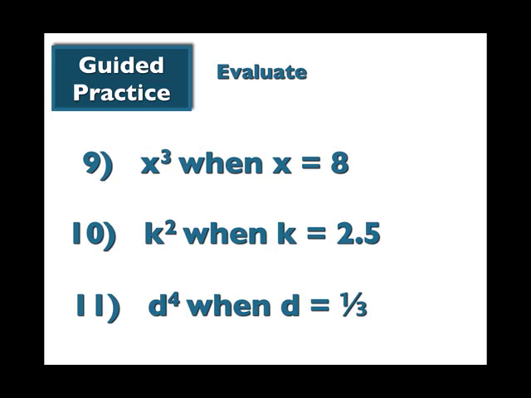Okay, x to the third power, 8 times 8 times 8, that would be 512. K squared, or 2.5 times 2.5, is 6.25. And when d is 1/3, d to the fourth would be 1/3 times 1/3 times 1/3 times 1/3. Multiply the numerators by each other and the denominators, you get 1 over 81, 1/81st.